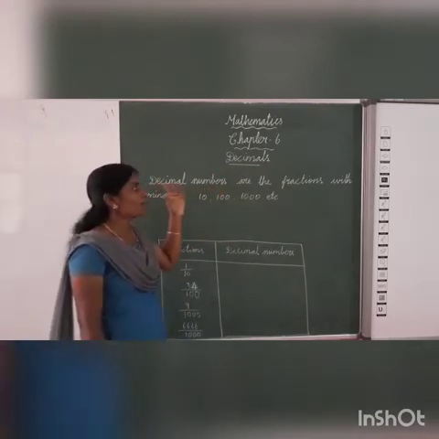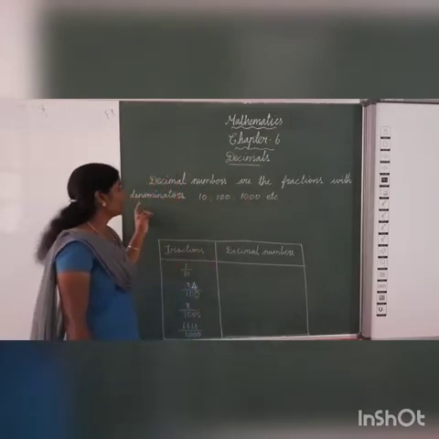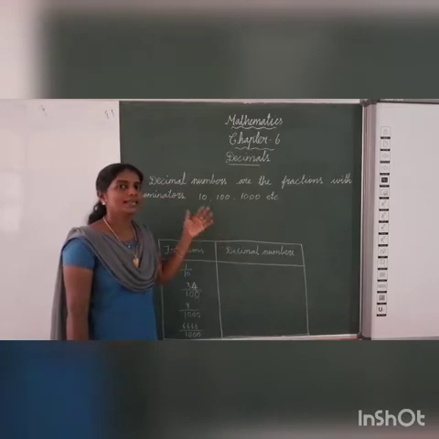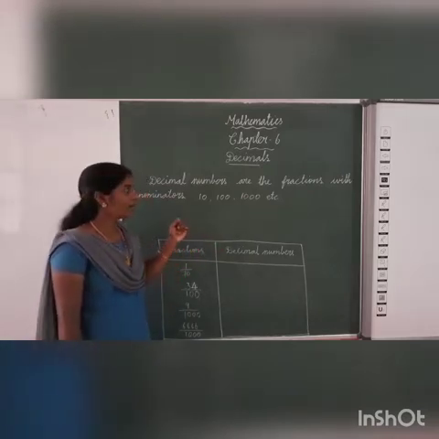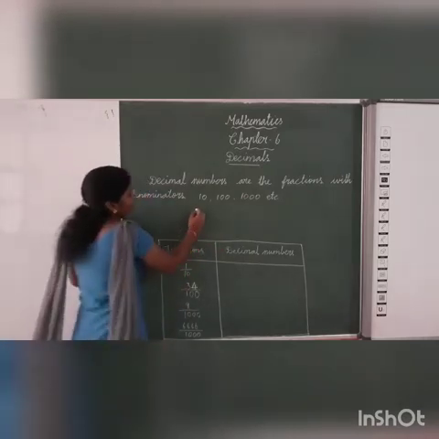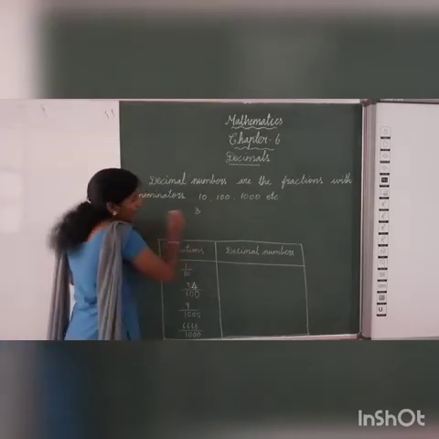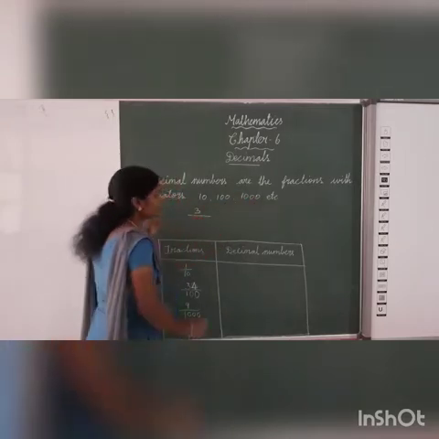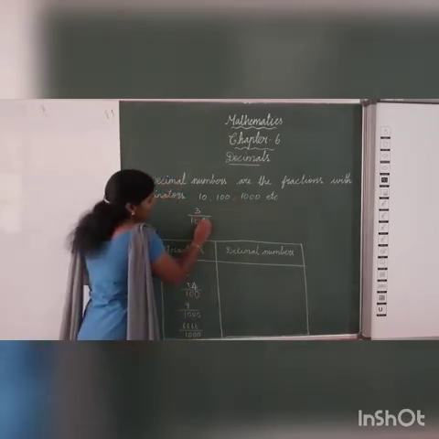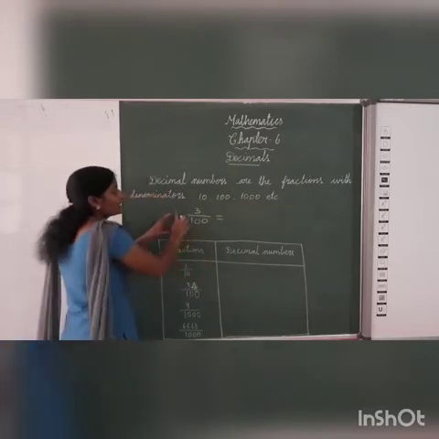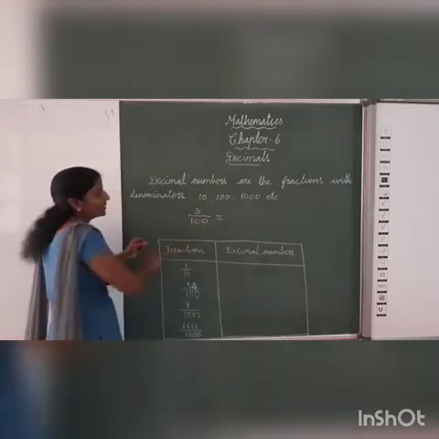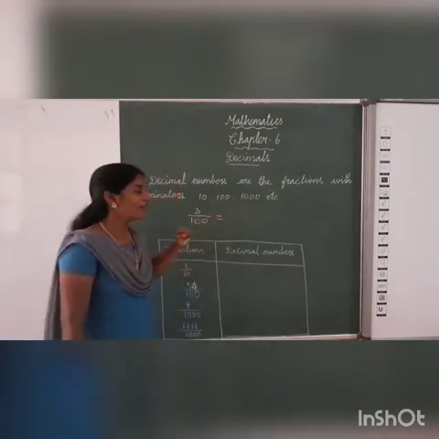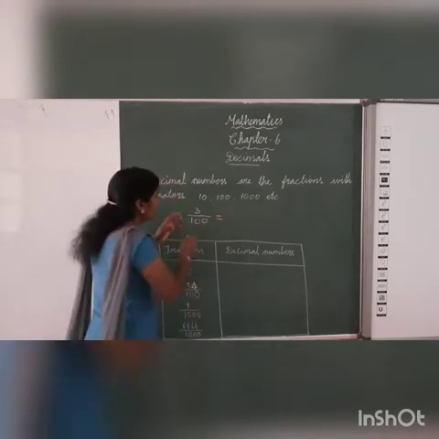Yes, decimal numbers are fractions with the denominators 10, 100, 1000, 10,000, etc. For example, 3 is the numerator, then the denominator is 10, 100, 1000, etc. We can take 3 by 100. This is the fraction form. Now we can write it in decimal form. How can you write? Listen here.